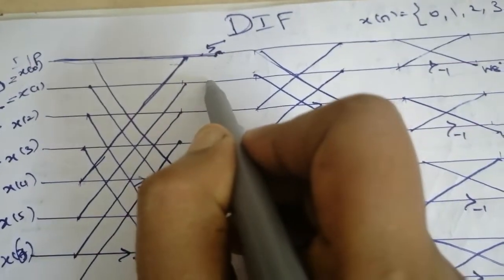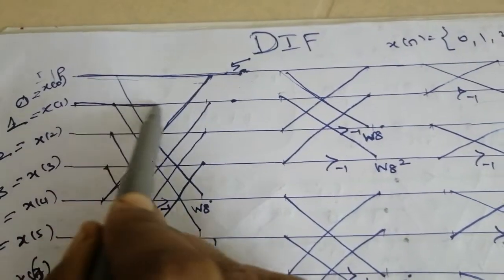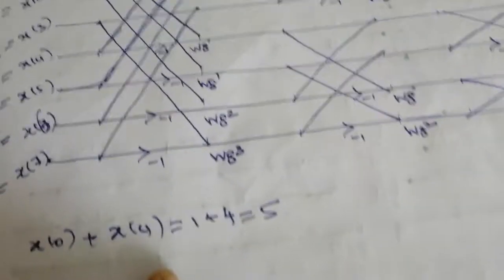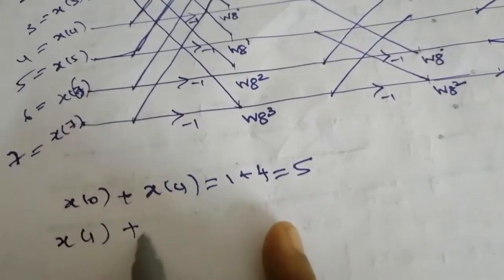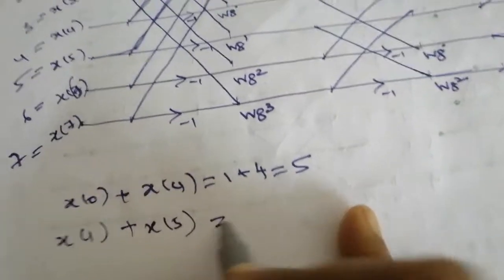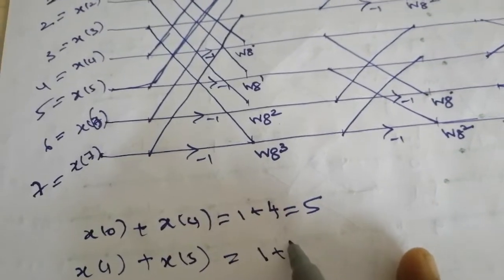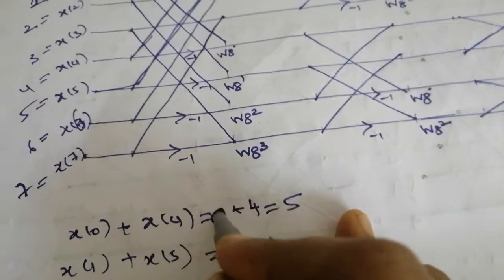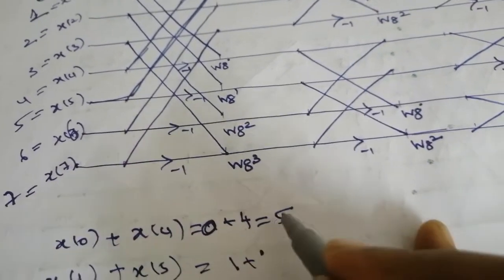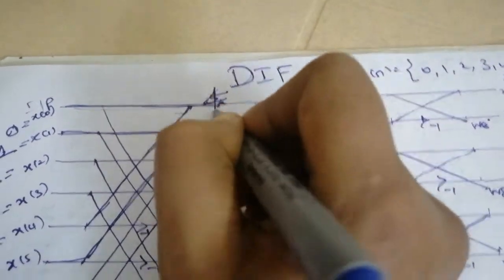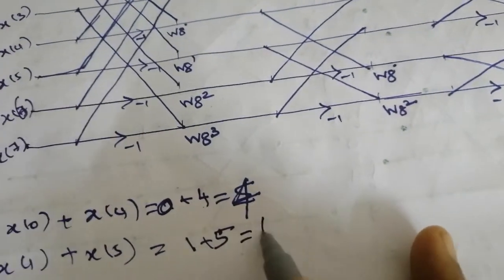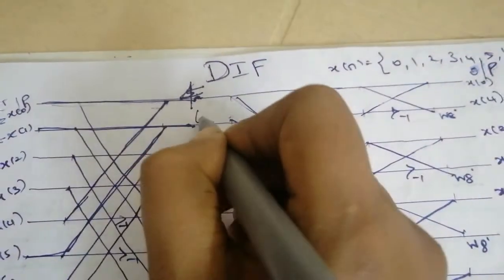Then find this point. This point is nothing but x of 1 added with x of 5. That is x of 1 value is 1 plus x of 5 value is 5. So the value is 6. So this value is 6.